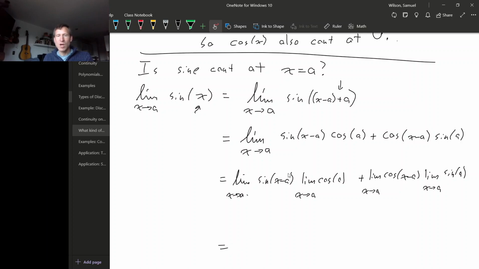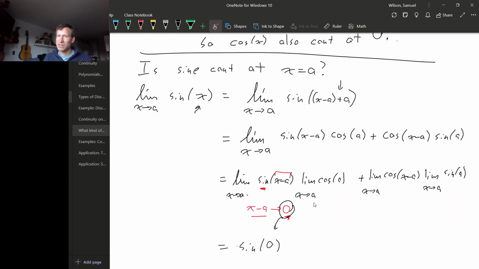Okay. For this first piece, notice that we have a composition here, because we have a sine function, and inside of our sine function is another function. As x goes to a, x minus a goes to 0. So here we have a composition of functions, and the outside function, sine, is continuous at the limit of the inside function. Our fact about compositions of continuous functions now tells us that we can just plug in the limit of the inside part, so the limit is sine of 0.